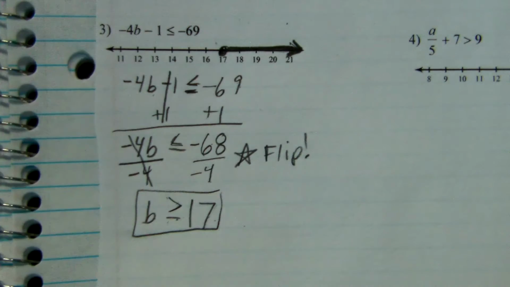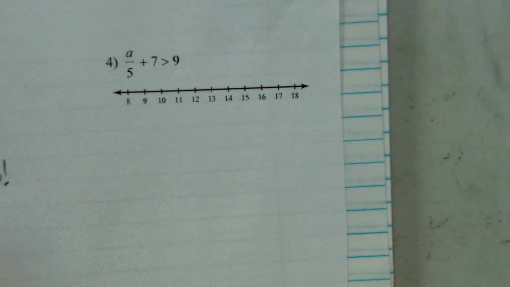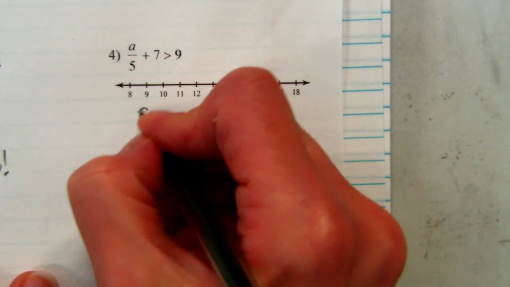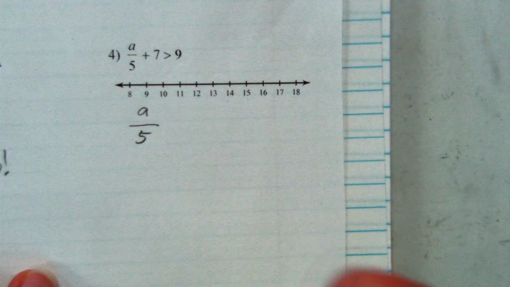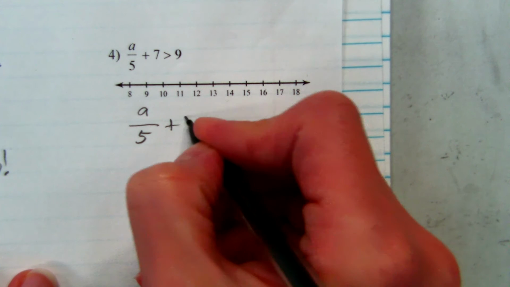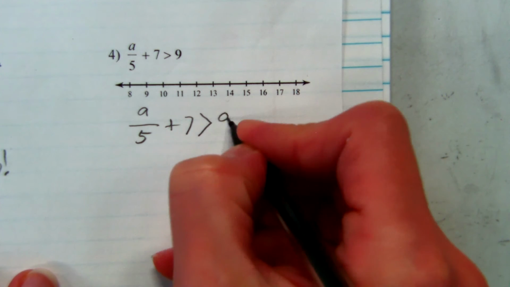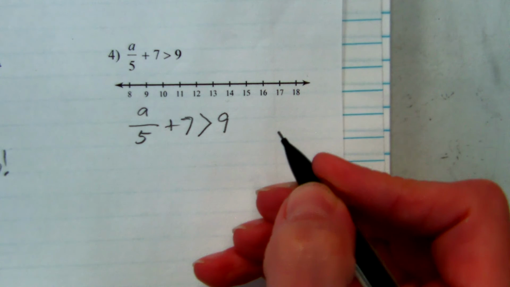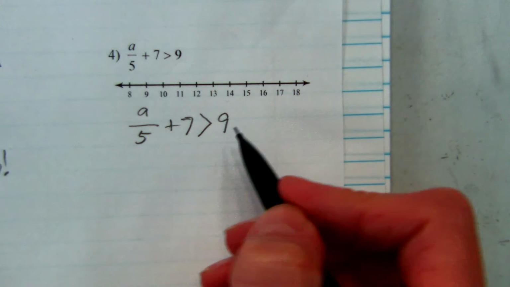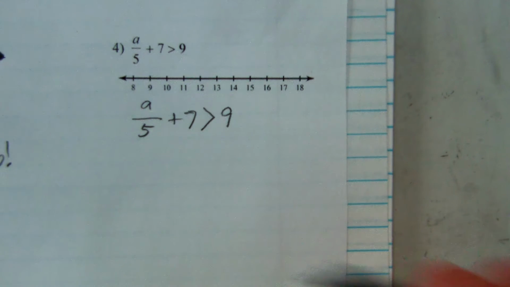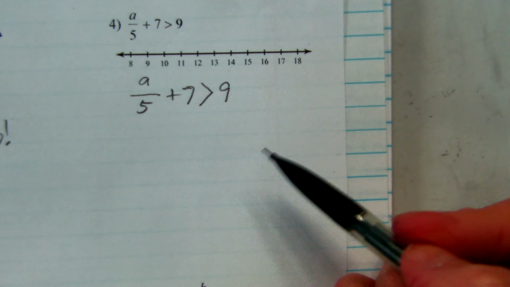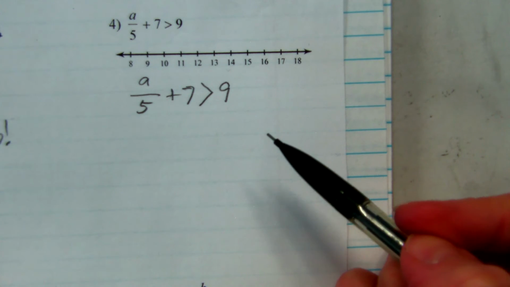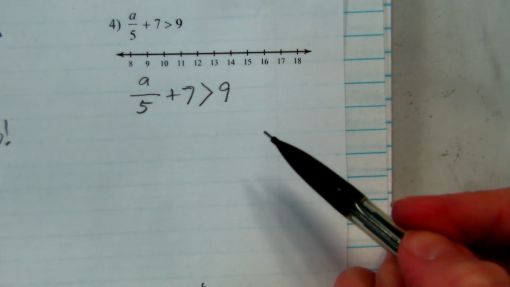Okay, let's go on to number 4. So number 4 looks a little different. We haven't done a lot of these, but we actually do know how to solve them. So we'll go ahead and go through it. So I took a moment to copy down the problem. Take a second if you need to do that. What would be my first step? What do you think? Go ahead.